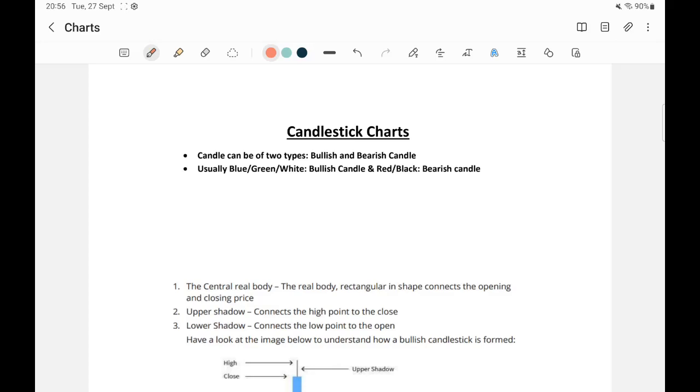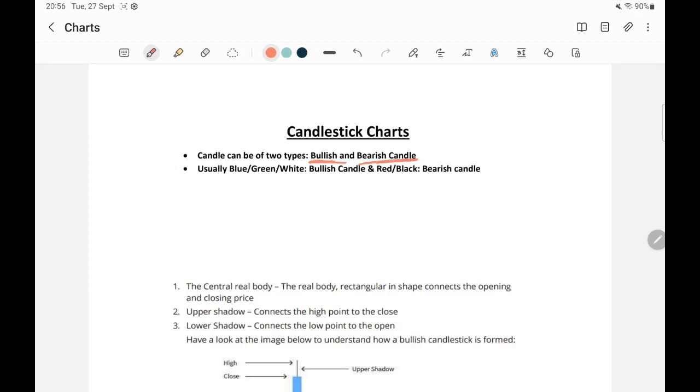In this video, we're going to discuss the different types of candlesticks that are available and how we can analyze and understand them. Remember one thing: there are basically two types of candlesticks. One is called the bullish candle and the other is called the bearish candle.